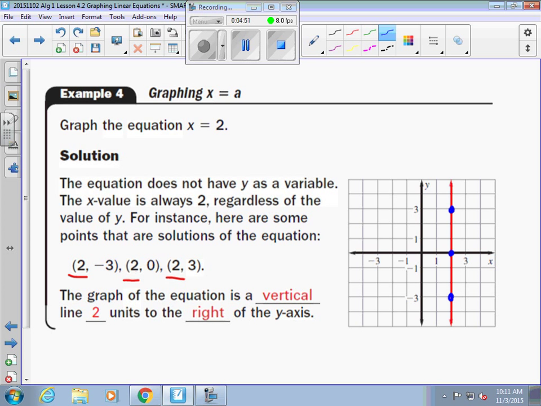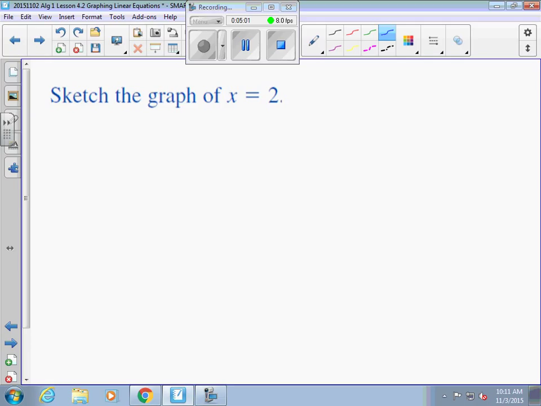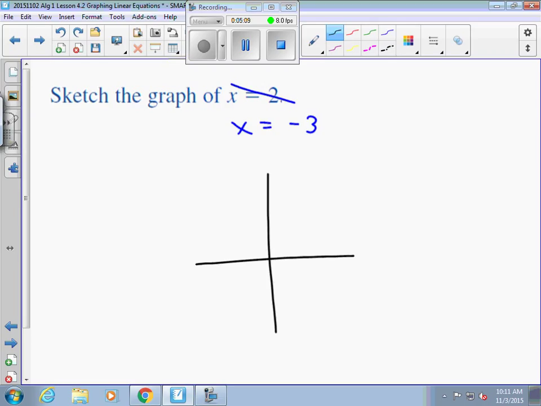So again, you have one variable, and x makes either a horizontal or vertical line. An x value gives you a vertical line. Let's change this one. Let's do x equals -3. Graph that one for me real quick right next to it. Again, it should be easy.